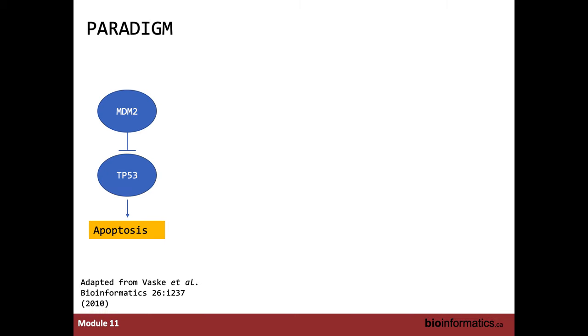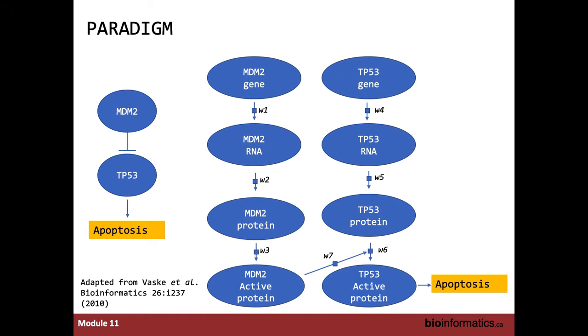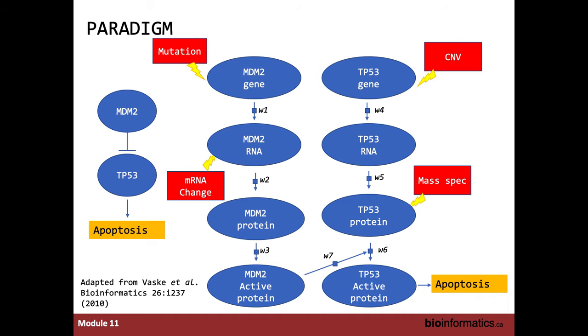So for PARADIGM to work, you have this simplified network view here for a traditional pathway. But in order for there to be integration of multiple different data types, you have to take each individual component of a traditional pathway and break it down into what we call a factor graph. Each entity will have information about the gene, the transcript, the protein, and the protein state. And with each state, there's an association of a different experimental data type.